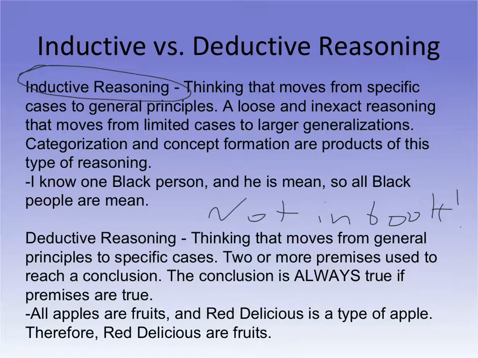Deductive reasoning goes from the general to the more specific. And here, you can't make a mistake. The conclusion is always true if the premises are true. Example, all apples are fruits. Red Delicious is a type of apple. Therefore, Red Delicious are fruits. There's no two ways about that.